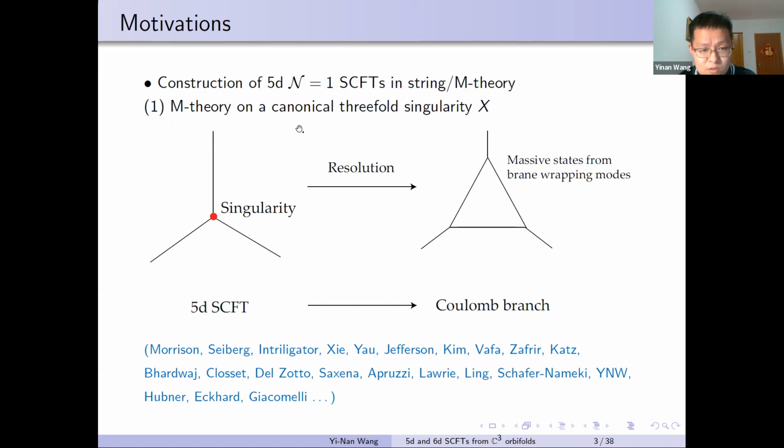Then if you consider this dimensional reduction to 5D, physically this corresponds to the fact that the 5D field theory will not have any mass scales, such that we get a superconformal theory. And then we can consider the smoothing, or for example, the resolution of the singularity X, and get the picture on the right. So physically, this corresponds to going to the Coulomb branch of the 5D SCFT. And here I will not review all the literature on this subject, I just present a very incomplete list of authors, okay?